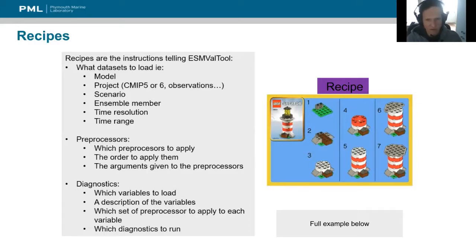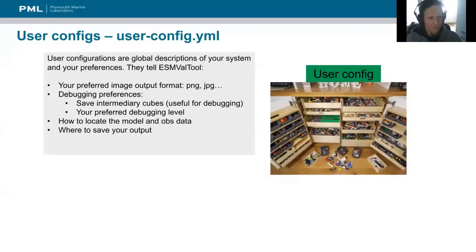Now I'm going to go through one in a moment. But before, the user config is the global settings. So this covers things like your preferred output format, whether you want your images saved as a PDF or a PNG file, that kind of stuff. Whether you should save intermediary cubes. Now this will fill up your disk space quite quickly if you're not careful, but it's very useful for debugging if you're working your way through the preprocessing stages. This tells ESMValTool where your model data is and where you want to put your output.